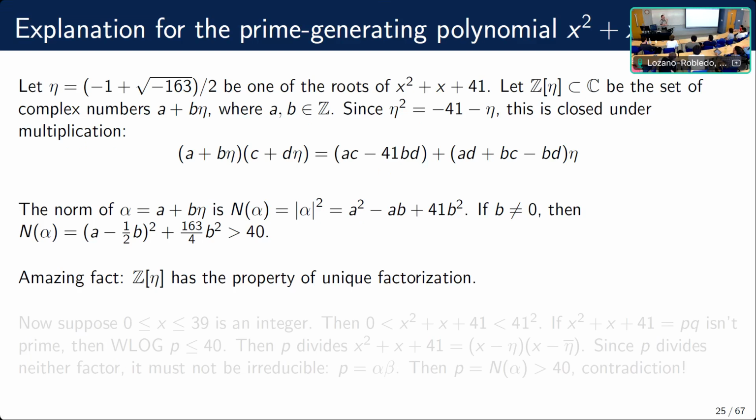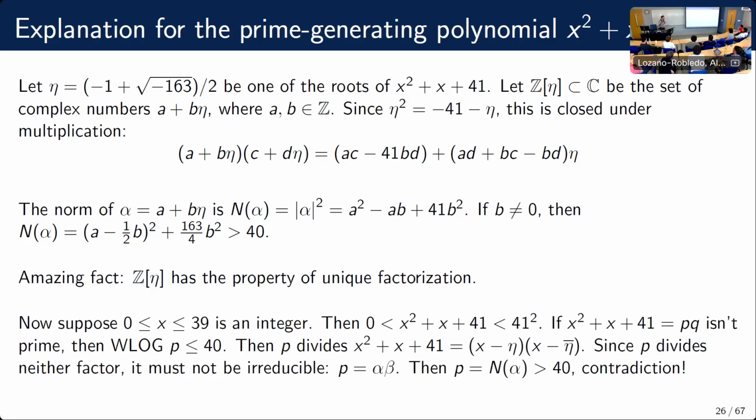I want to show that if you can just check that this number is prime for the first few values, then the logic goes the other way, and you can show that this has got to be a unique factorization. But anyway, that's tangential. So here's the thing. Suppose x is an integer in the range 0 to 39. Then plug it into the polynomial, and the number is between 0 and 41 squared.